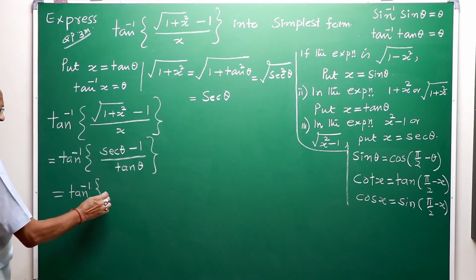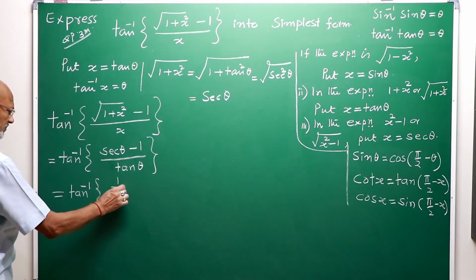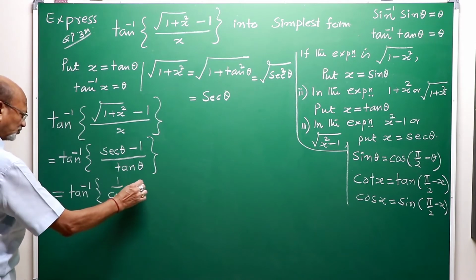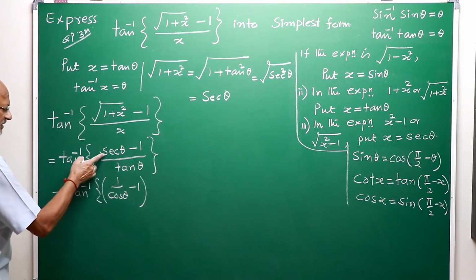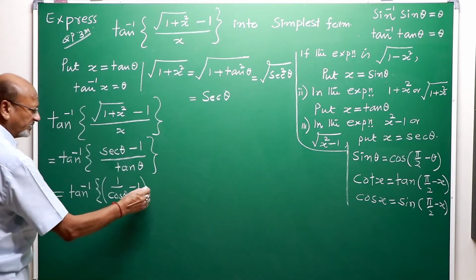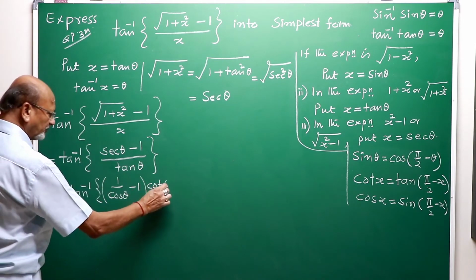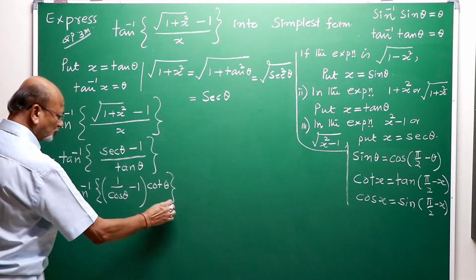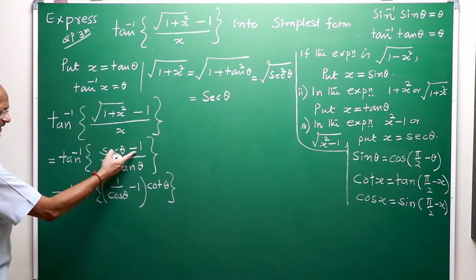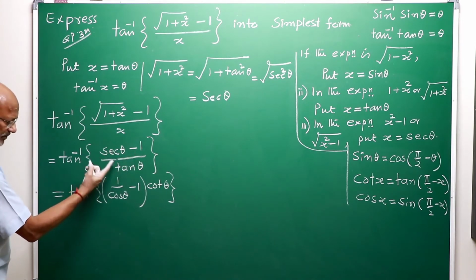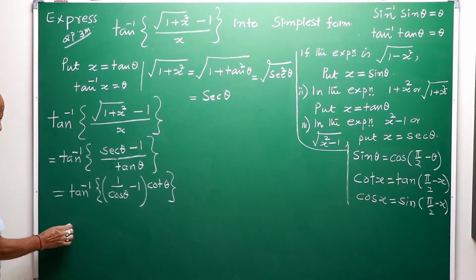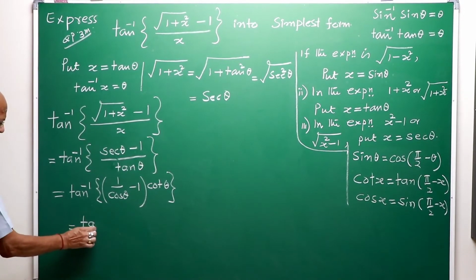Tan inverse of 1 by cos theta minus 1. Sec is 1 by cos theta, minus 1. Lift the tan to the numerator, this is cos theta. I hope you understood. Once again, what is sec? 1 by cos, minus 1. What is tan? 1 by tan is cot. Now simplify it. My friends, this is tan inverse.